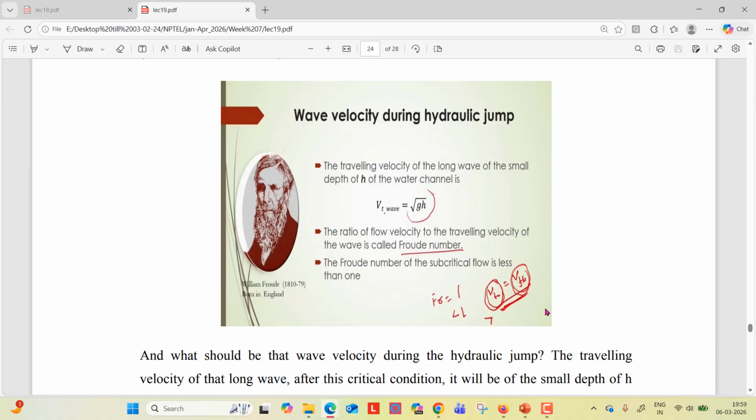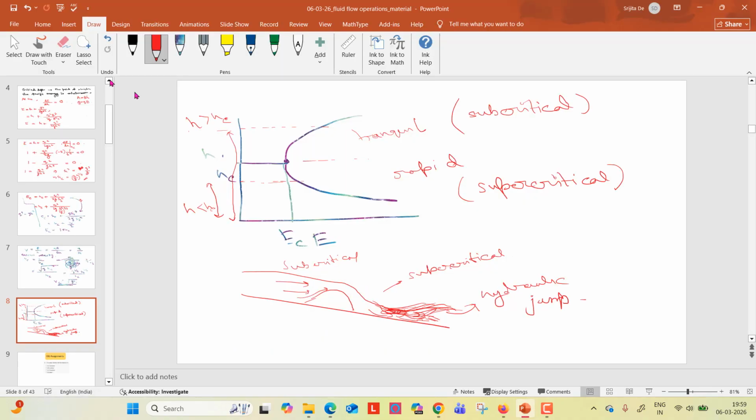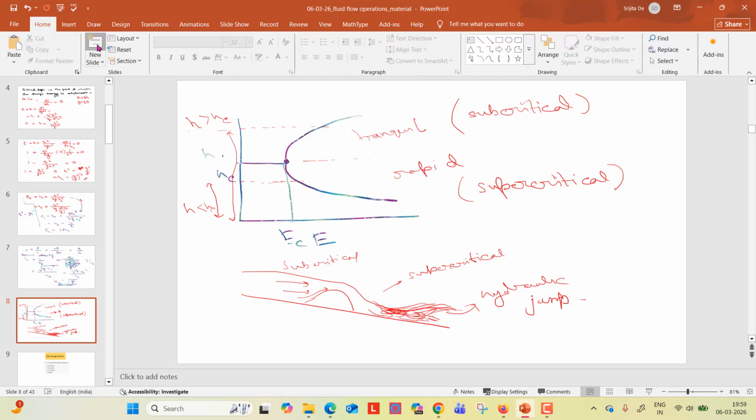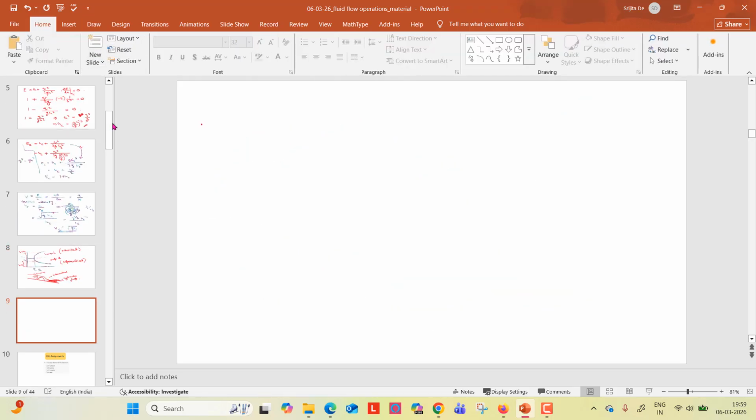So what is the wave velocity at that time? We have seen that the minimum velocity, or critical velocity, is represented by root under gh. So wave velocity will also be root under gh. This is also defined by the subcritical flow Froude number, which is a dimensionless number. So the Froude number, Fr, has two expressions.